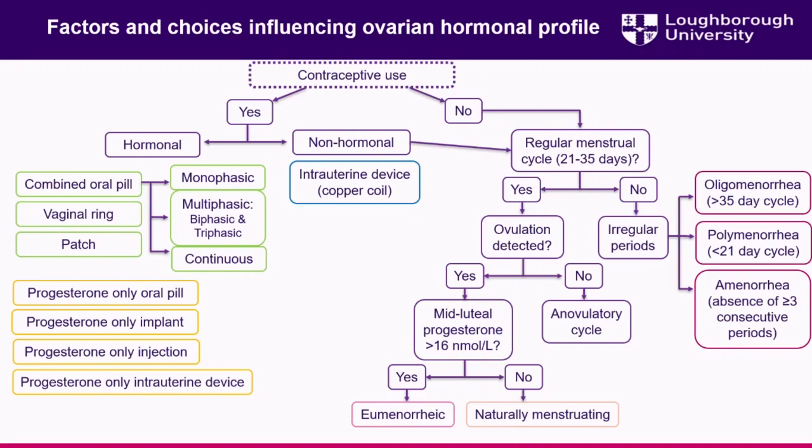If the answer to this is yes, we have a question of, well, do they ovulate or not, and can we detect that ovulation? Whether we can or cannot detect this then affects the next cascade, so you can see that it gets quite complicated in terms of the different criteria.